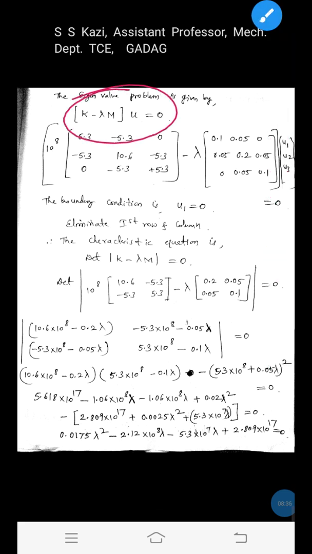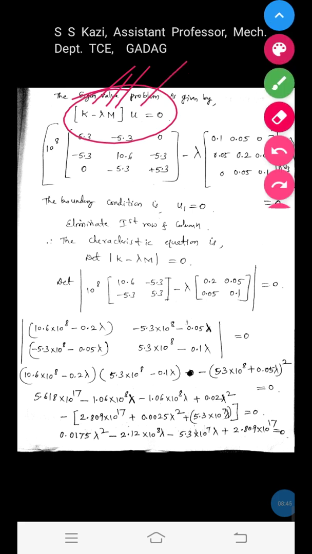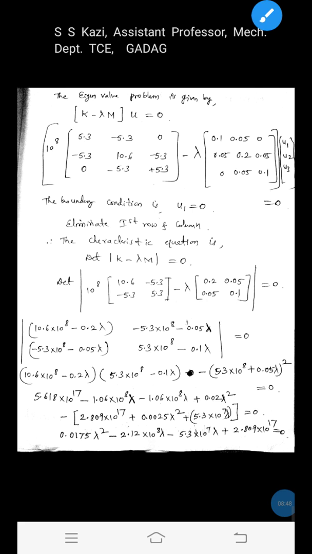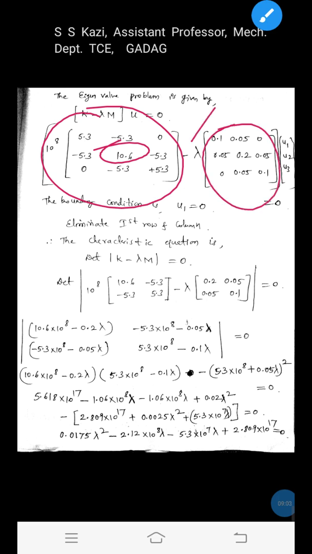Eigenvalue problem is given by, as we have seen in the previous video, k minus lambda m into u is equal to 0, where k is the global stiffness matrix, lambda is the eigenvalue, m is the global mass matrix, u is the displacement vector. Now you write the global stiffness matrix as we have generated in the previous page. This 10.6 is the common term we got by adding up. Next, minus lambda into the global mass matrix we got, as we have seen in the previous page, 0.1 plus 0.1, that is a common term adding up, and into u1 u2 u3 is equal to 0.